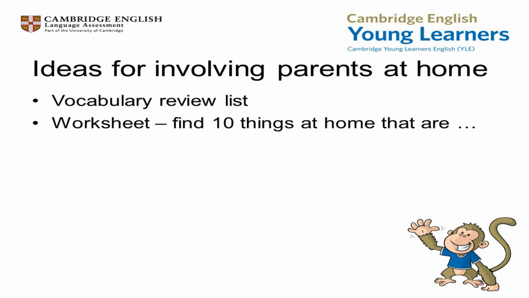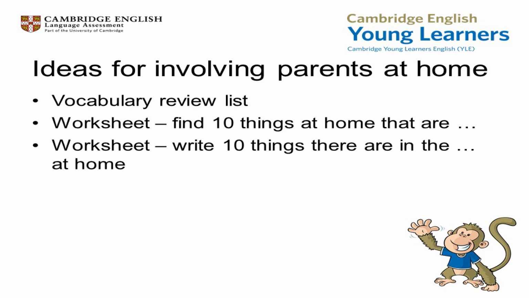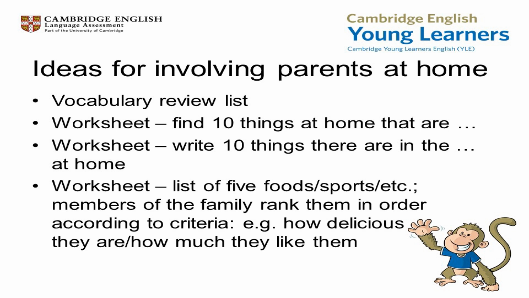Here's another exercise. Children have to write down 10 things in their homes that are green in color. Another idea is finding things together around the house and writing them down. For example, a homework worksheet could involve finding 10 things that are in the family kitchen. You could give the child a list of food items. They have to ask each member of their family to put them in order of how delicious they think they are.